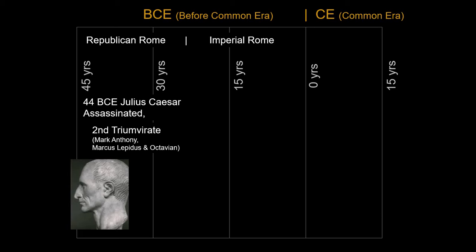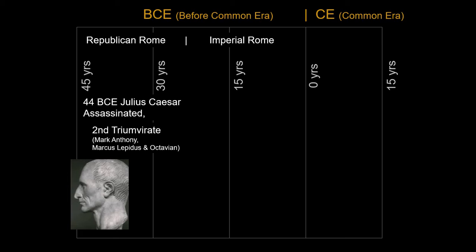So the Second Triumvirate unifies together to get rid of the conspirators that killed Julius Caesar, but it's not long before they ultimately fall amongst themselves. Marcus Lepidus goes into self-imposed exile because he doesn't want to be caught in a battle between Mark Antony and Octavian. Mark Antony flees to Egypt and takes up with Cleopatra.